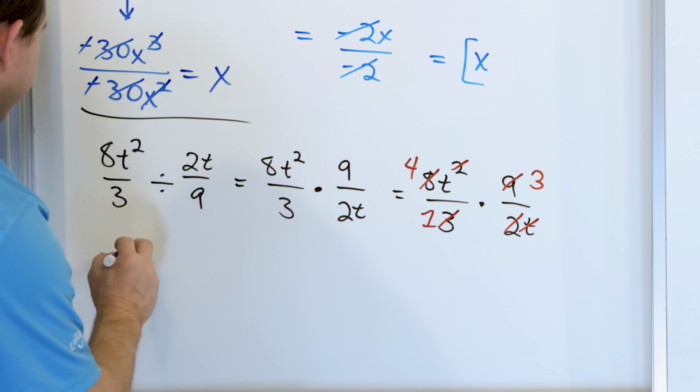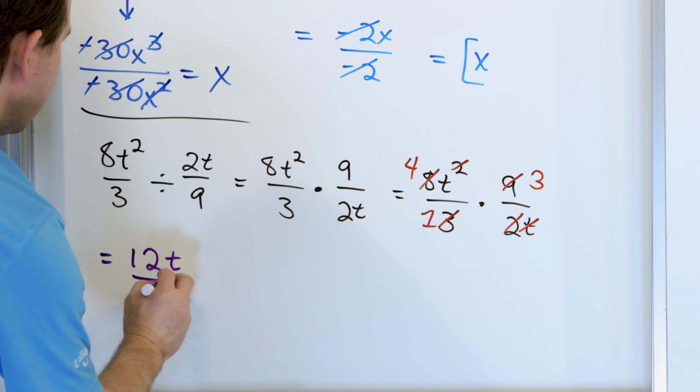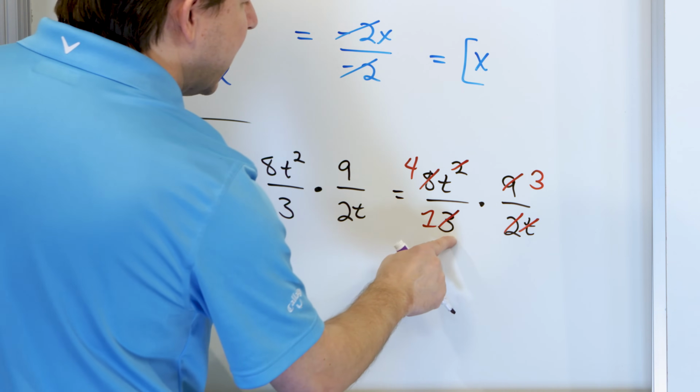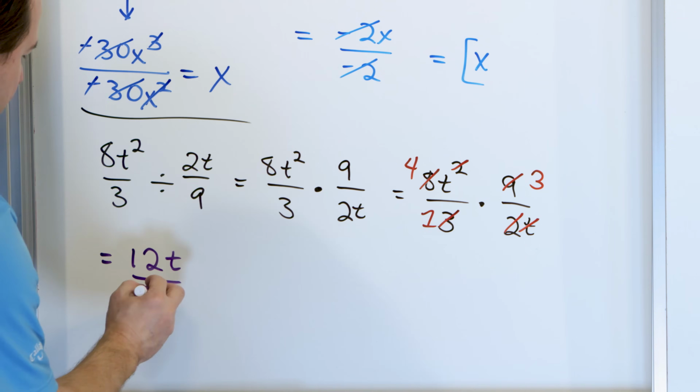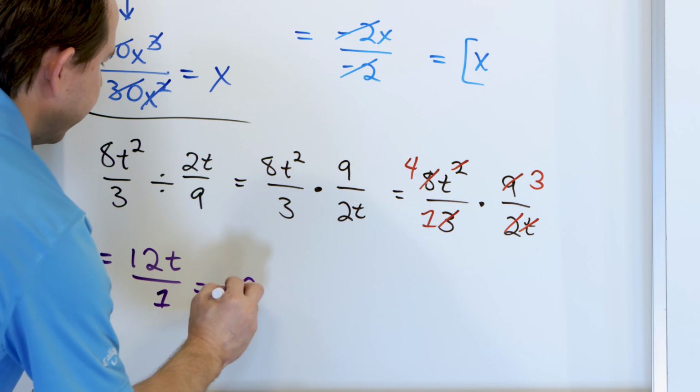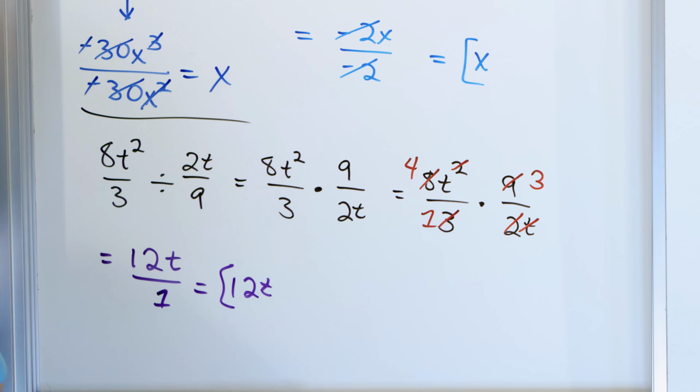4 times 3 is 12, times t. On the bottom we'll have 1 times, there's nothing left here, so it's just going to be 1. So you can just write it as 12t. Let me double check myself. 12t is the final answer.